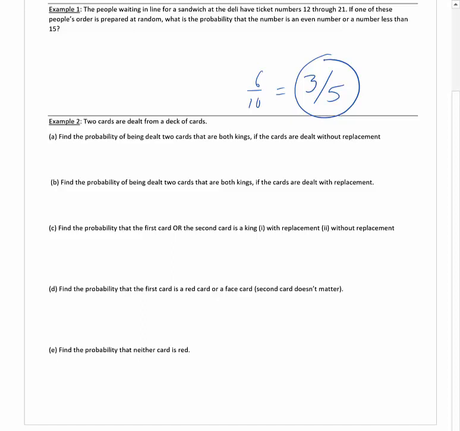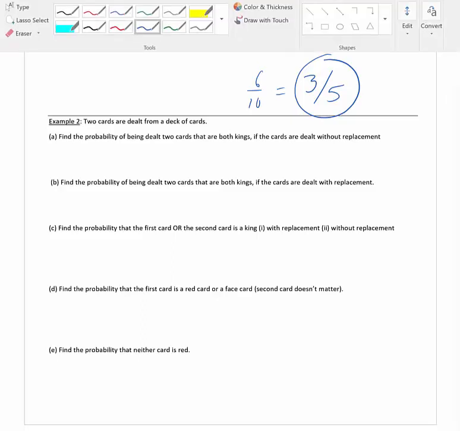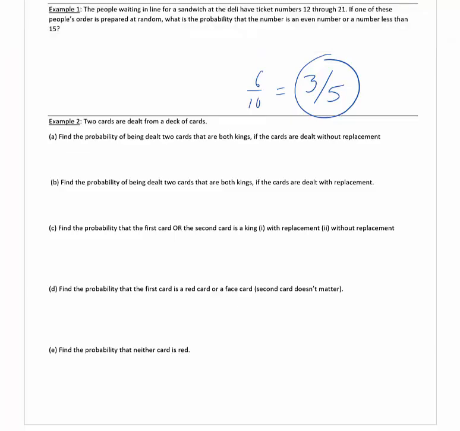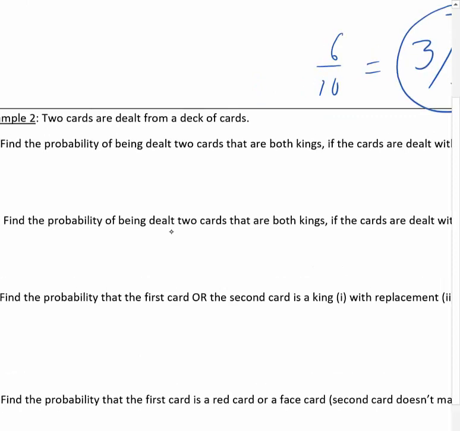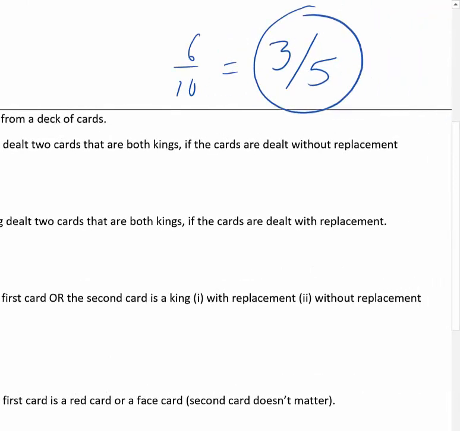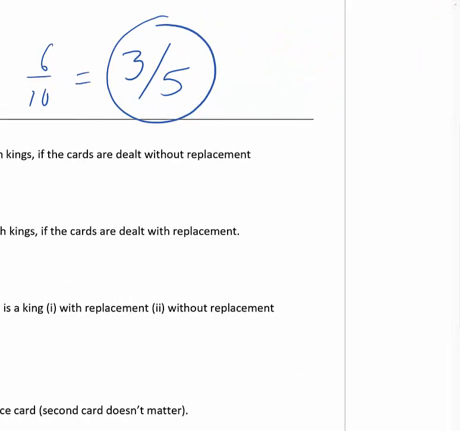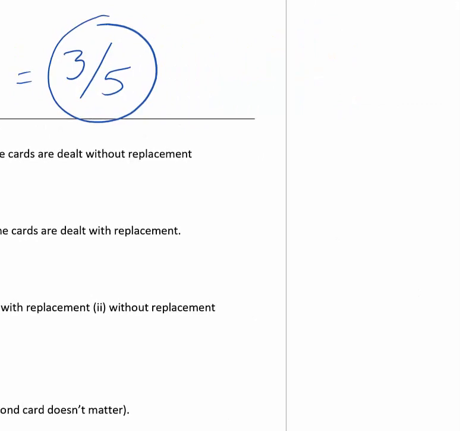Alright, let's look at the next example here. 2 cards are dealt from a deck of cards. So remember the standard deck of cards, how that works. They want us to first find the probability of being dealt 2 cards that are both kings if the cards are dealt without replacement. Okay, so that might be a language that you're not familiar with, but it's kind of what you would think it would be. The cards are dealt without replacement.